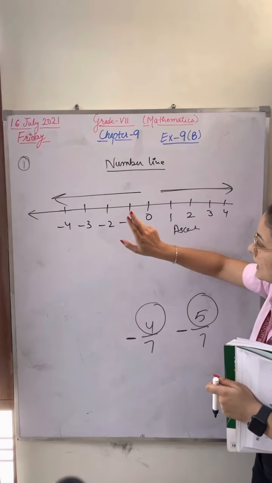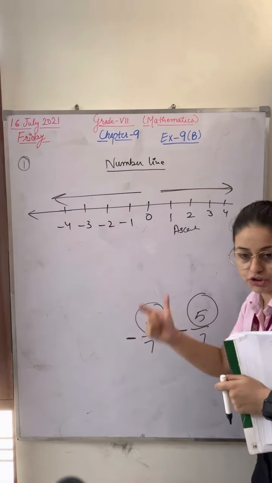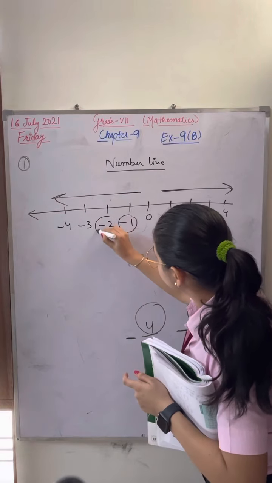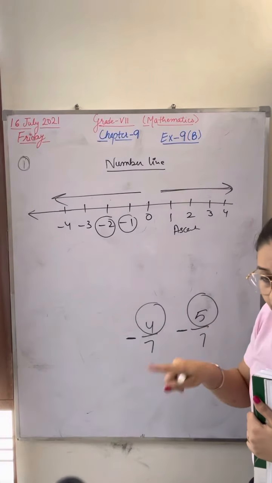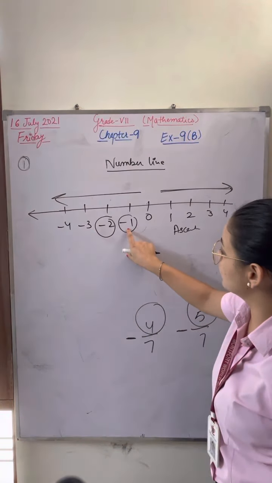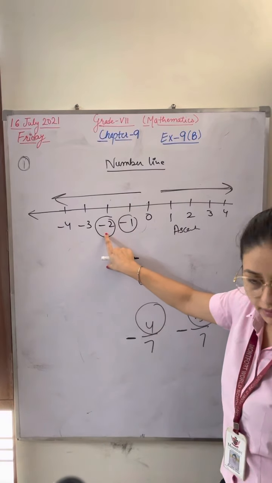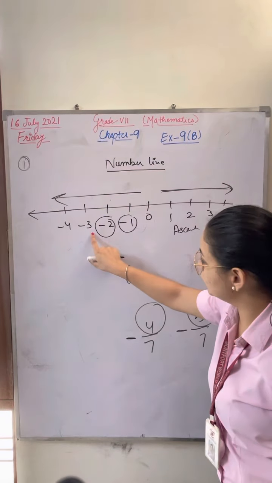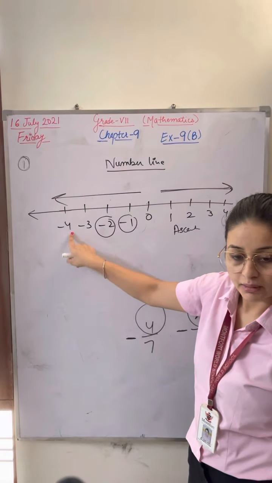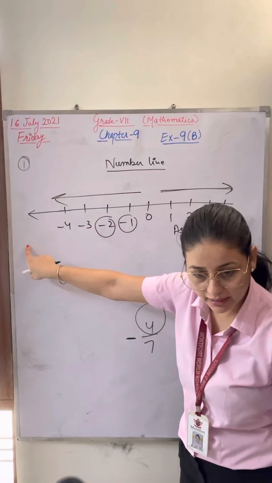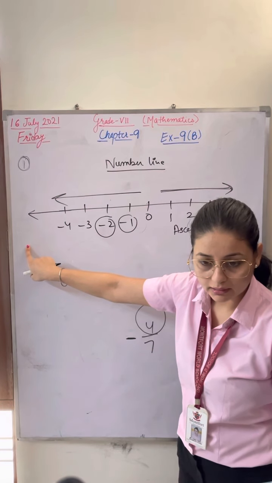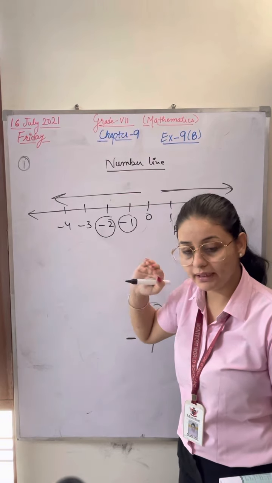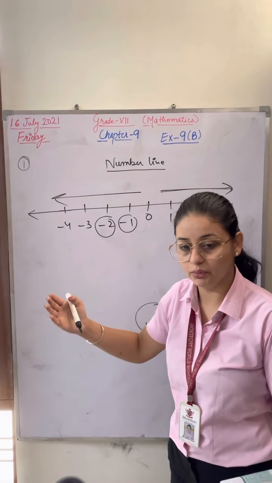-1 is bigger or -2 is bigger? Please tell me this thing first of all. When you are talking about the negative side, -1 is bigger than -2. -2 is bigger than -3. -3 is bigger than -4. -4 is bigger than -5. So this is the series. In this way you can compare the values.